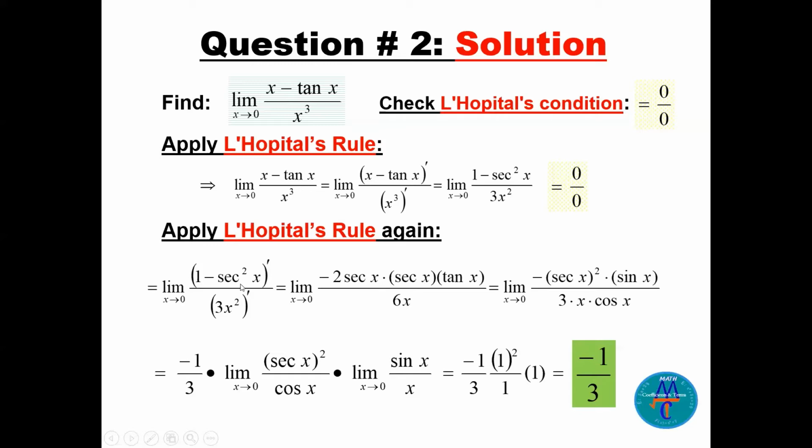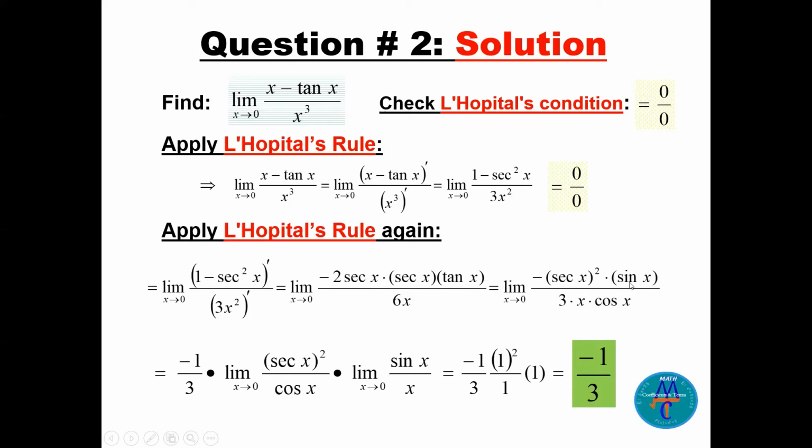So let's find the derivative of this, 1 minus secant squared of x. The derivative of the 1 is 0, that's a constant. Minus the derivative of secant squared of x will be 2 secant of x to the power 1 times the derivative of the inside, secant of x, which will be secant of x times tan of x. And this will be the derivative 6x. Now let's simplify more. Cancel the 2 here. So we get minus secant of x, which becomes secant of x all squared. And now here we have tan of x.